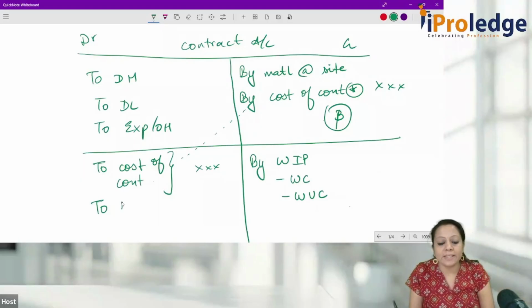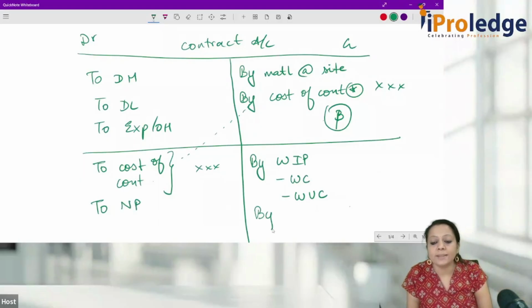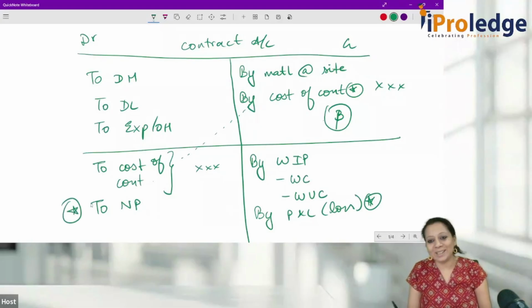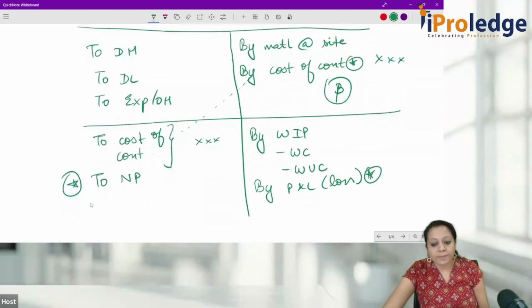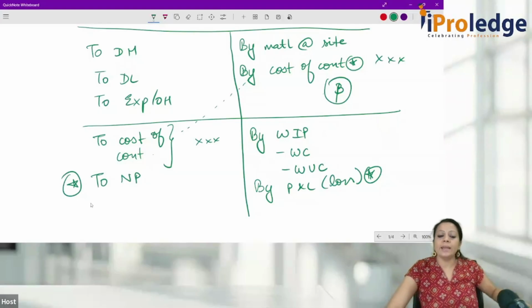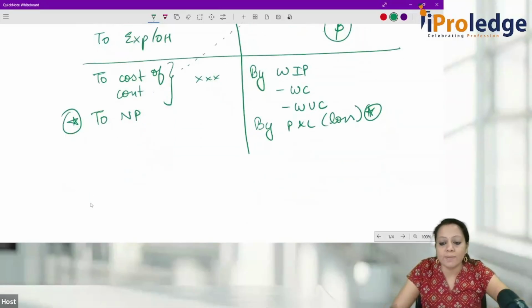Now, whatever is a balancing figure will be notional profit. Suppose it is a loss, then it will be by P&L directly, taken to the costing P&L obviously. Either profit or loss will come, both will not come. Very nice. So why I am saying this is when we have multiple contracts, for one contract we may have a loss also. But if you follow this concept, you can do any contract account because all contract accounts are very similar only. There is no deviation here.